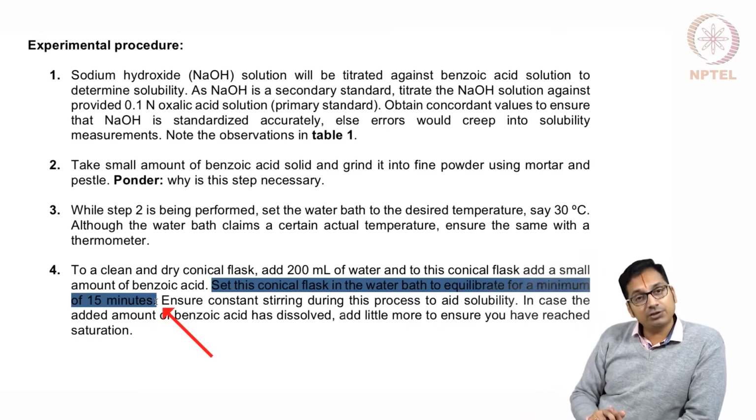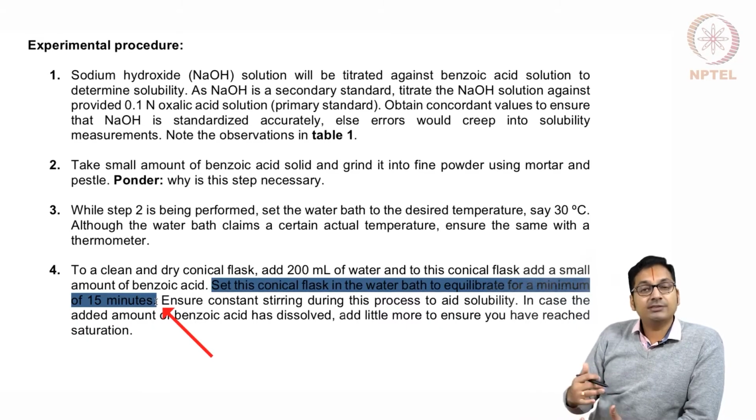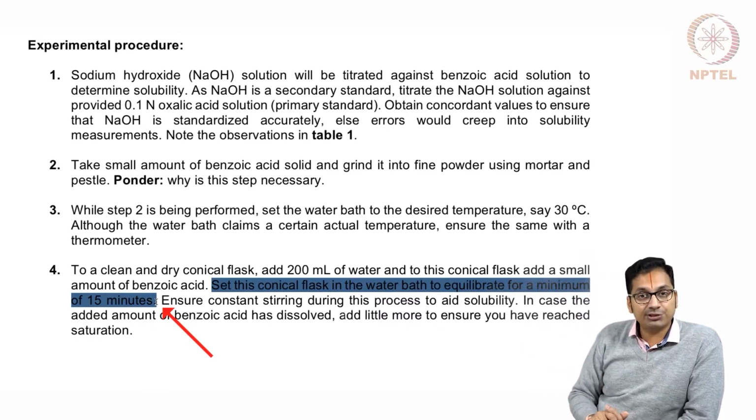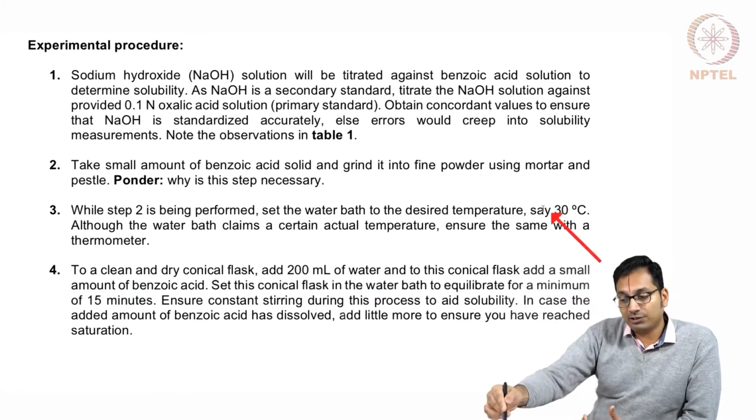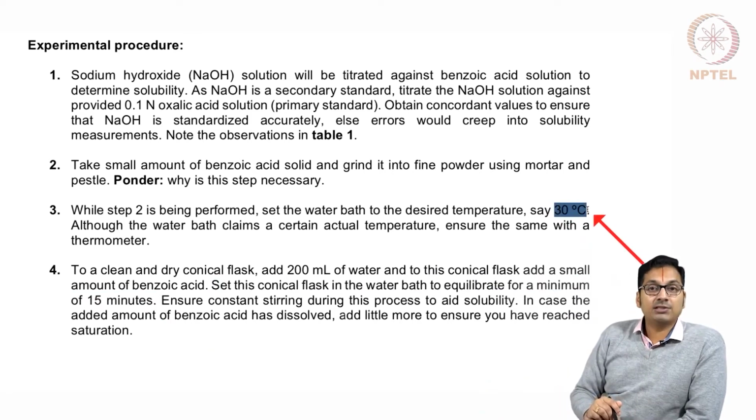In case it's an exothermic process, what ends up happening is that you will be releasing some heat to the solution, which will increase the temperature at which you are making the measurement, although you are assuming you are doing it at 30 degrees Celsius. So one has to be careful doing equilibration, otherwise you might get erroneous results.